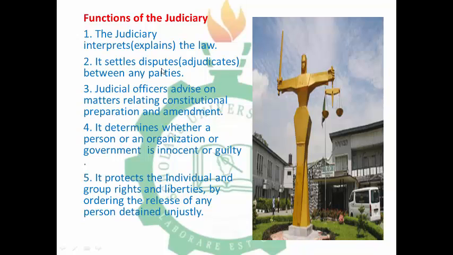Then the second one is that it settles disputes between any parties. When there is disagreement between two or more parties, or an individual and another individual, an organization and another organization, such disputes or disagreements would be referred to the judiciary to adjudicate and explain what the provisions of the constitution say concerning the case before each party, and try to declare who is guilty and who is not guilty.